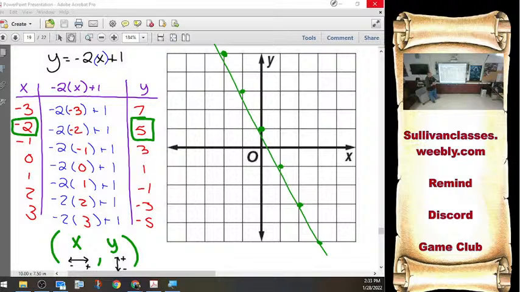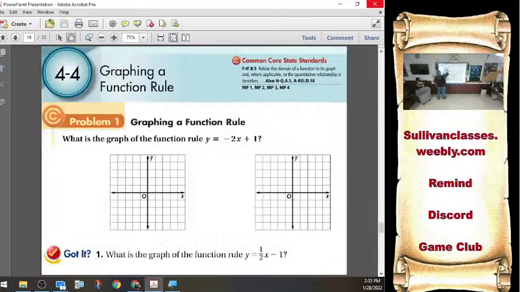This is how you're going to make a graph by table. It makes life, well, I wouldn't say easier. It's tedious, but it works.